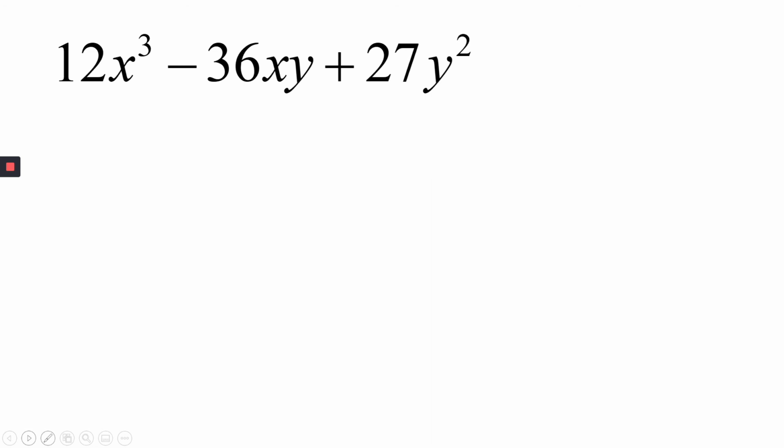Next one, looking through this problem, I see a GCF from the constants. So I'm going to take out a 3 from everything. So this at least makes my numbers a little bit smaller. Not great, but a little bit smaller.